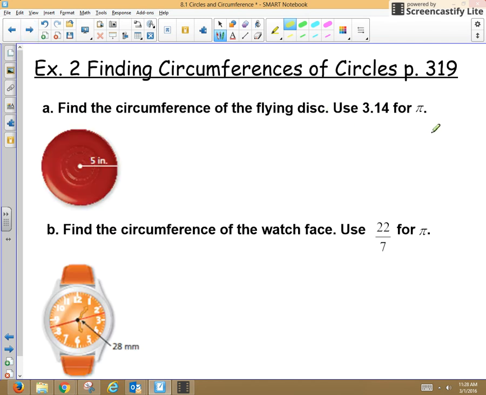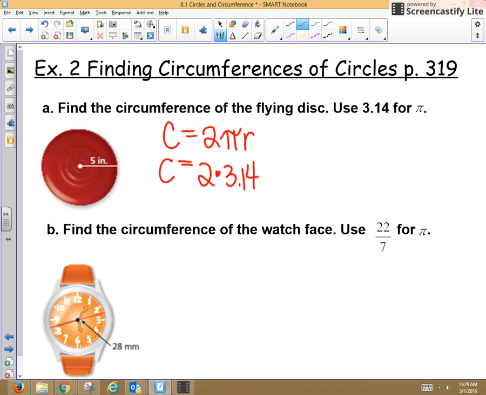Example 2 is finding circumferences of circles on page 319. So for A, find the circumference of the flying disk. Use 3.14 as your approximation for pi. Well, we know circumference equals 2 pi r. So now we substitute. We know pi is going to be 3.14 times the radius, which is 5.